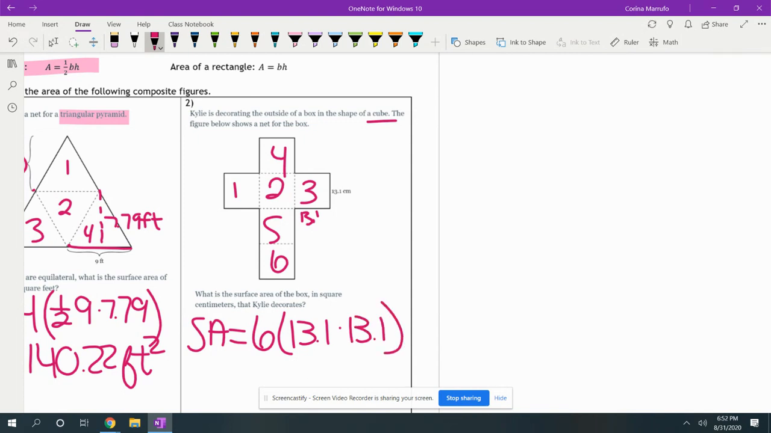So we are going to multiply that in our calculators, and that gives us 1,029.66, and then centimeters squared.